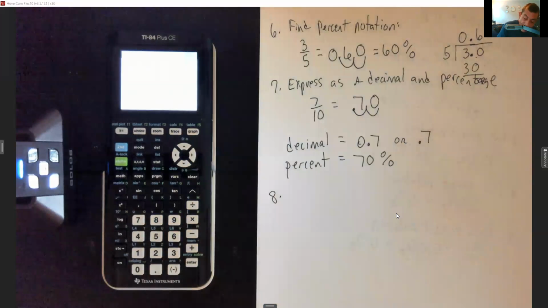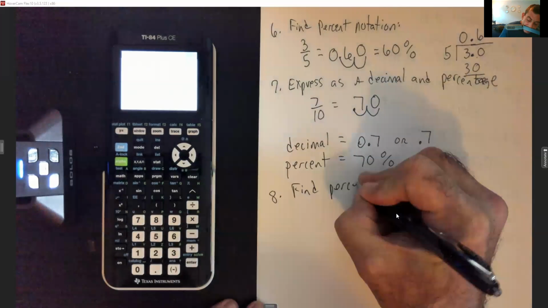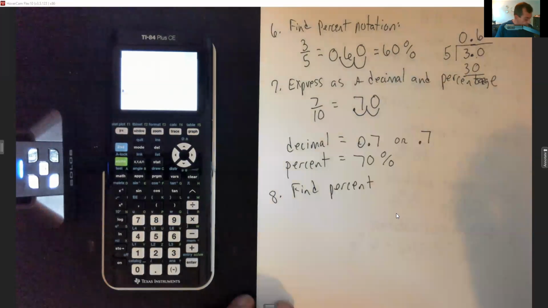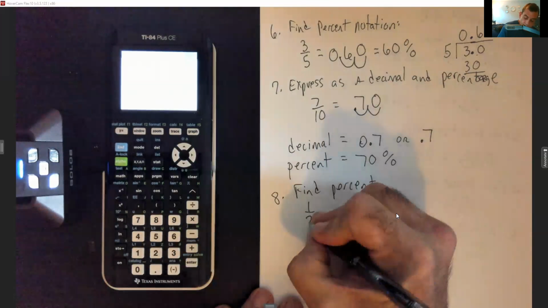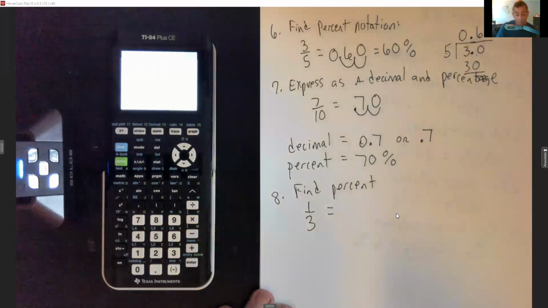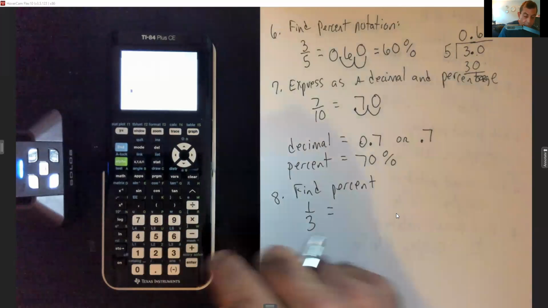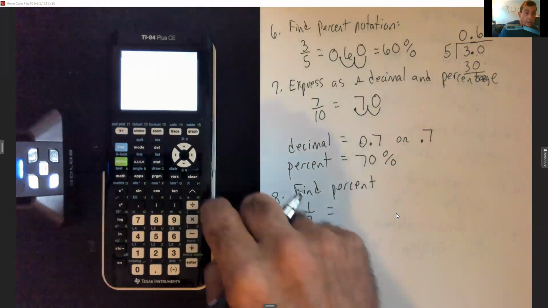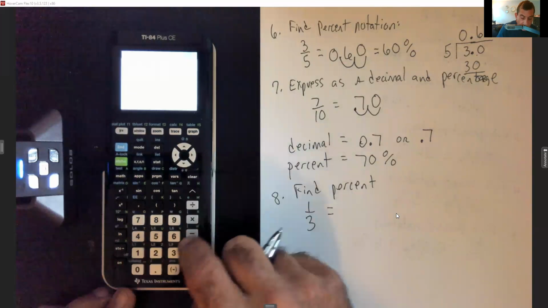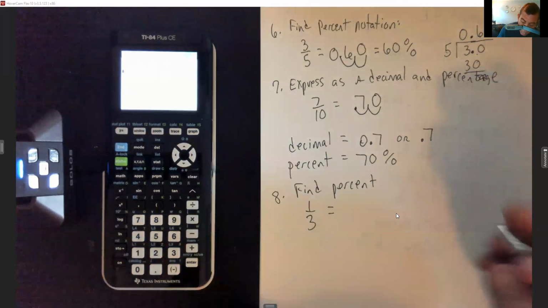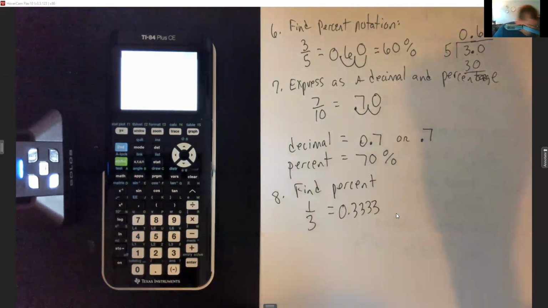So this one says find percent. So we're just going to keep switching back and forth until y'all get used to moving them decimals. And this is a 1/3. So to find percent, I'll turn my 1 divided by 3 into a decimal. 1 divided by 3, that's going to give me 0.3333, and it keeps on going.